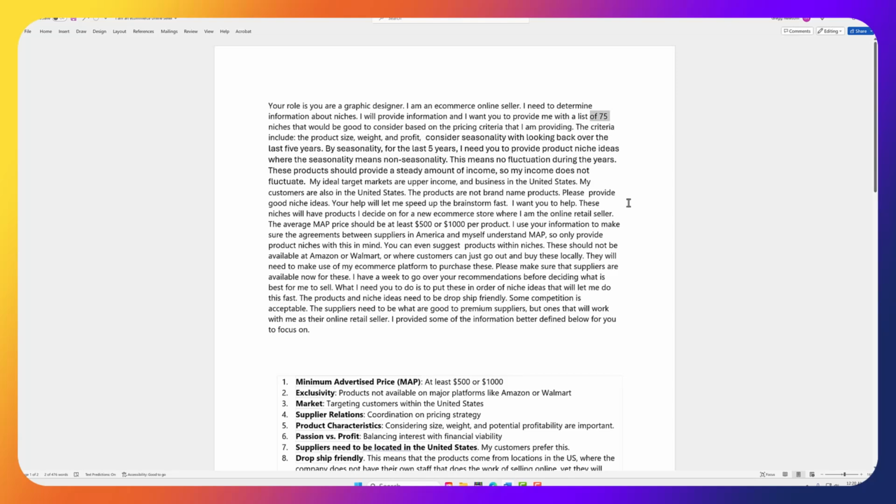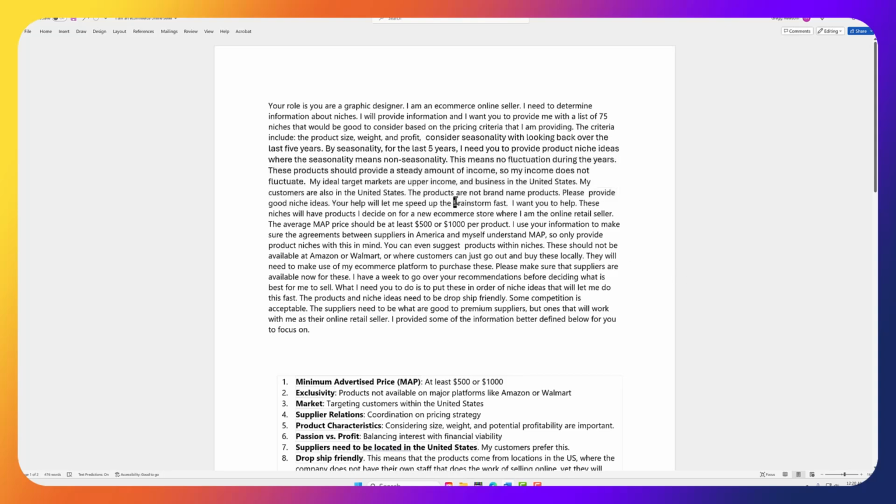By seasonality for the last 5 years, I need you to provide good niche ideas where seasonality means non-seasonality. In other words, it's not just good for the summer only, winter only. It's good year-round. This means no fluctuation during the years. These products should provide a steady amount of income, so my income does not fluctuate.